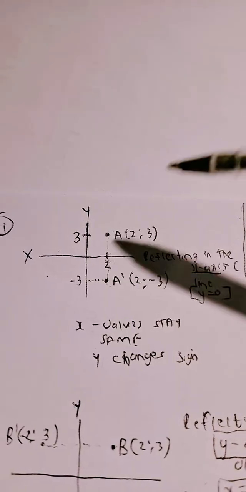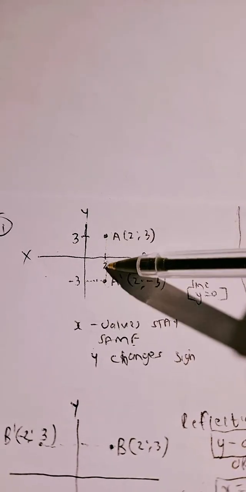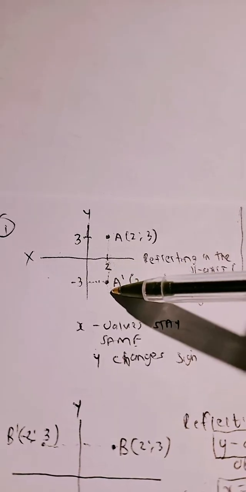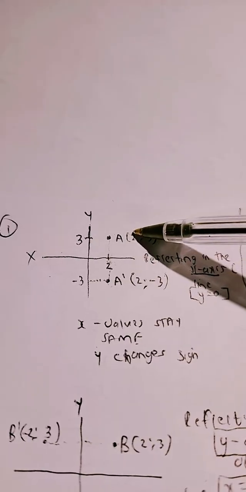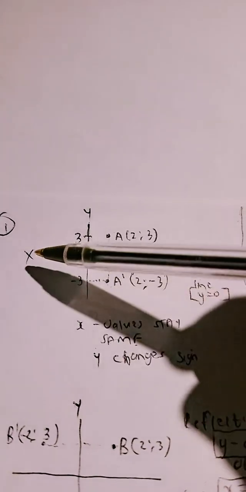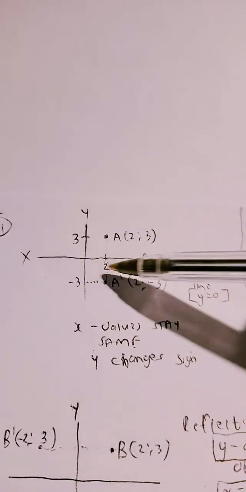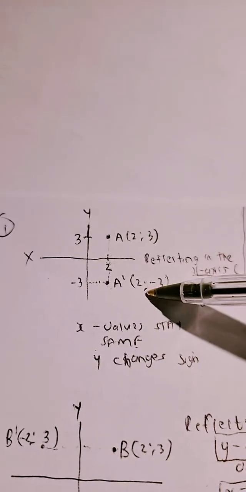But please take note now, because A and the reflected point are on the same vertical line, that means our x values are the same as we look at the reflection along the x-axis. X stays the same.